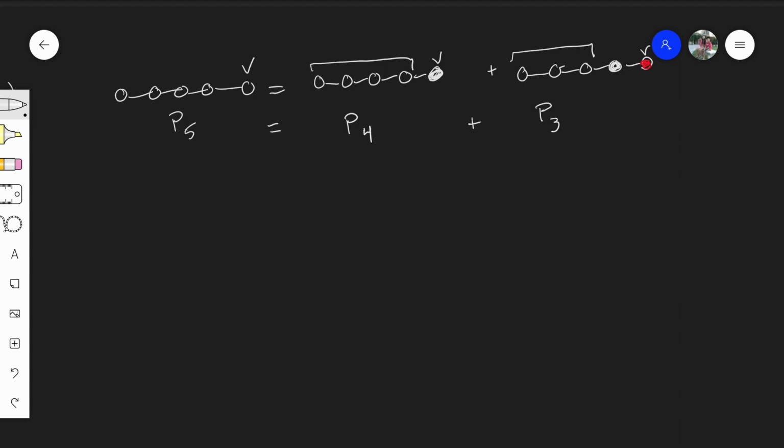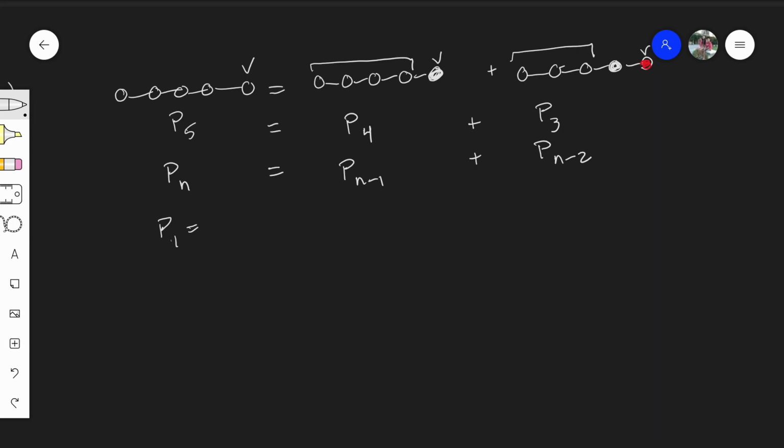And look, we have our recurrence relationship where P5 is equal to the sum of the previous 2 path graphs. Generally, if we had Pn and labeled the vertex at the end V, then this would lead to Pn equals Pn minus 1 plus Pn minus 2. And here we have our recursive relationship.